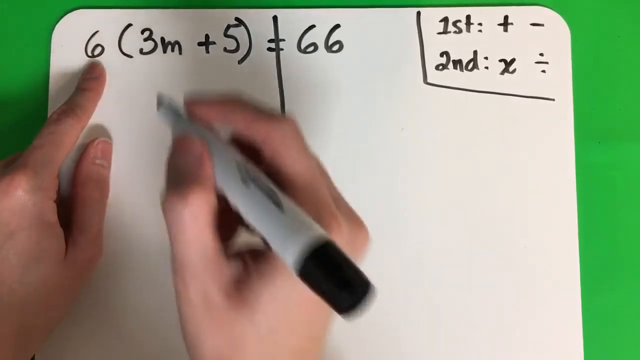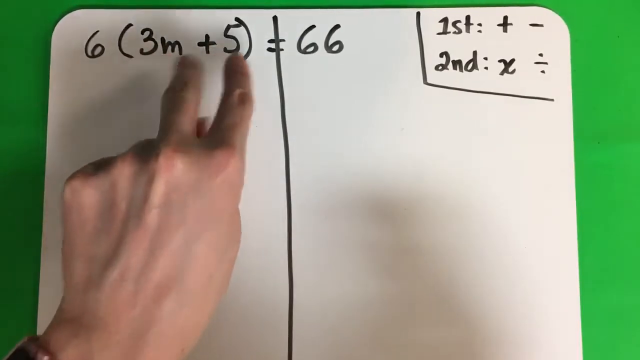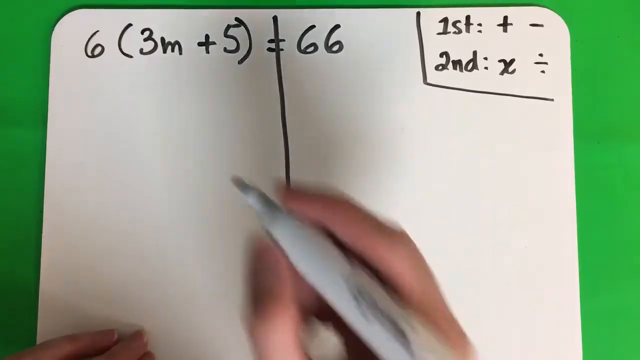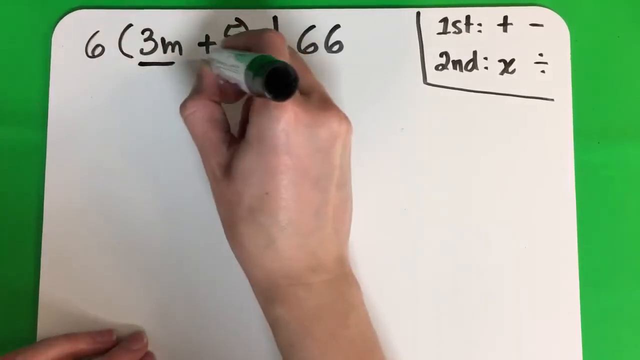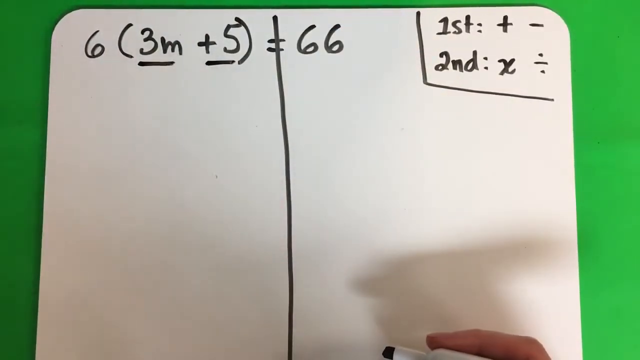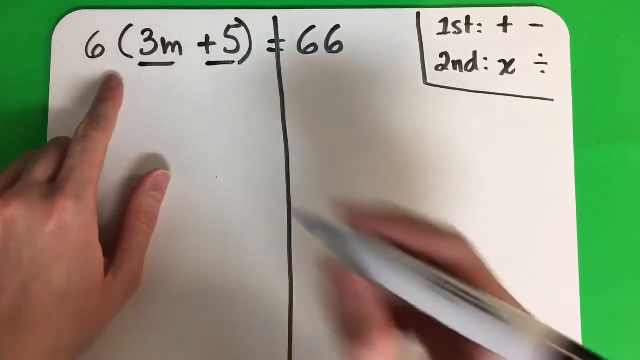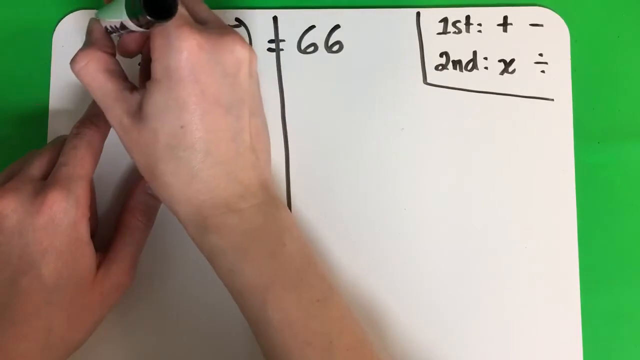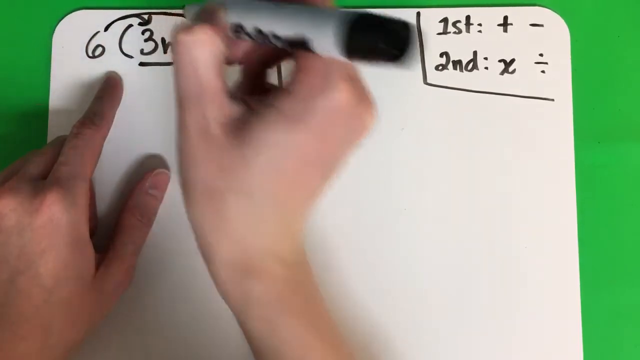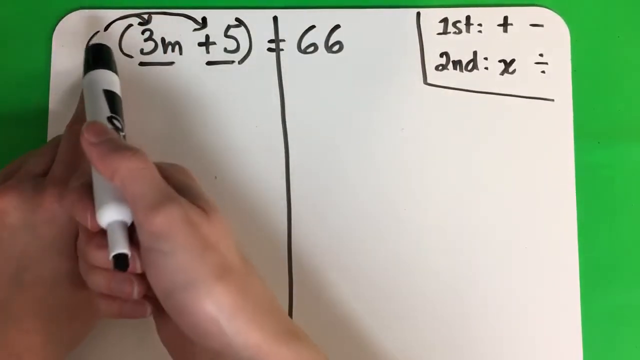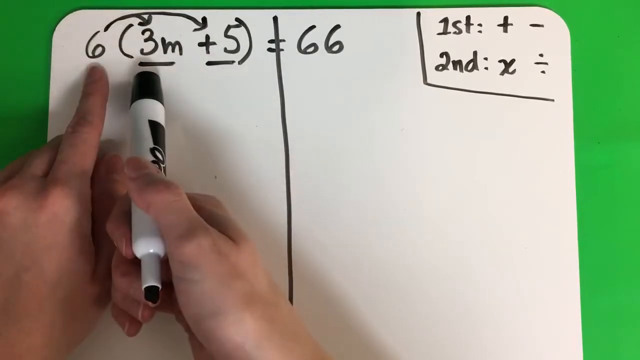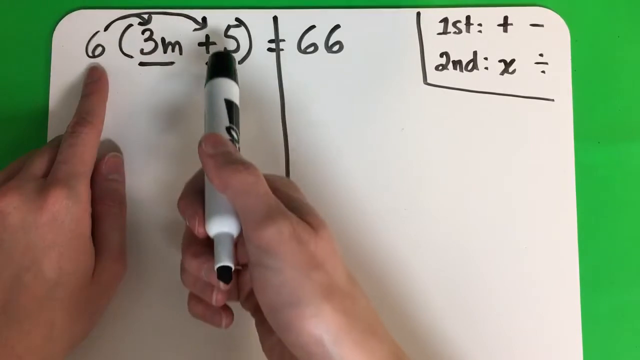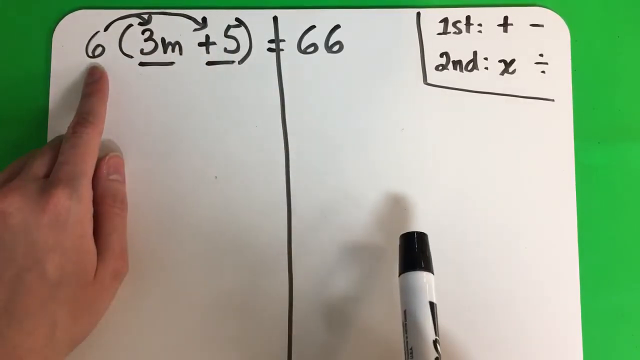So what I'm going to do is how many parts inside of the parenthesis? ¿Cuántas partes están dentro de los paréntesis? It's 2. 1, 2. I have a 3m and I have a positive 5. So this 6 will go with the 3m and the 6 will go with the 5. Este 6 va a ser con 3m y otra vez este 6 va a ser con el positivo 5.